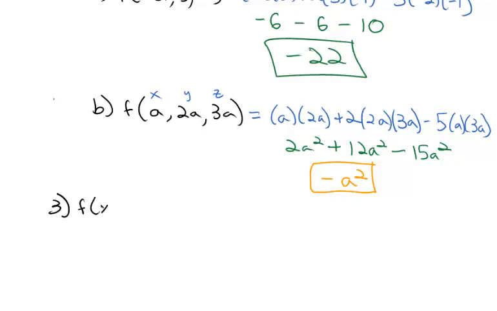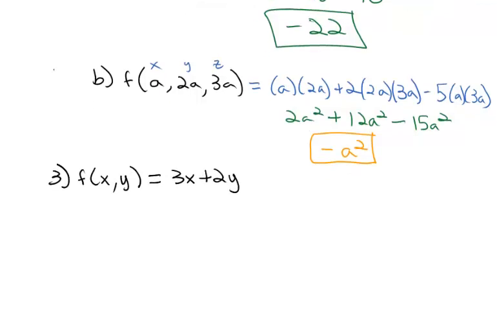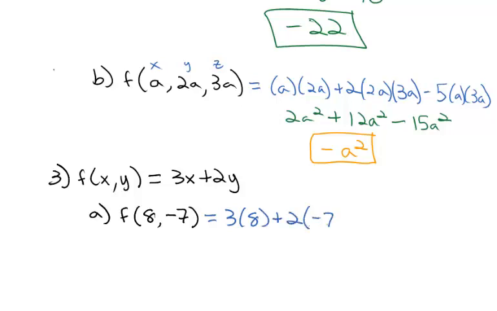Let's do f of x, comma y equals 3x plus 2y. We're going to really play with this one. 3x plus 2y. At first, just to make sure we're comfortable with it, let's just do an easy f of 8, comma negative 7. Okay. Well, the function is 3x, which is 3 times 8, plus 2y, and y is negative 7. 3 times 8 is 24, minus 2 times 7 is 14, and so 24 minus 14 is going to be 10.